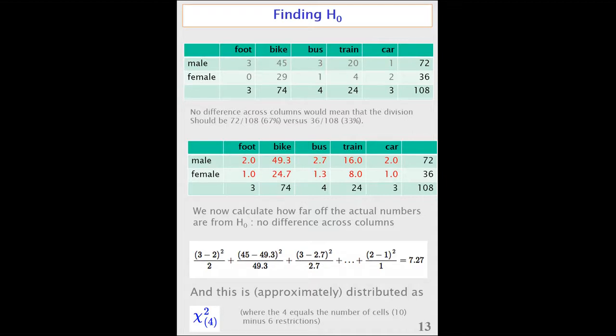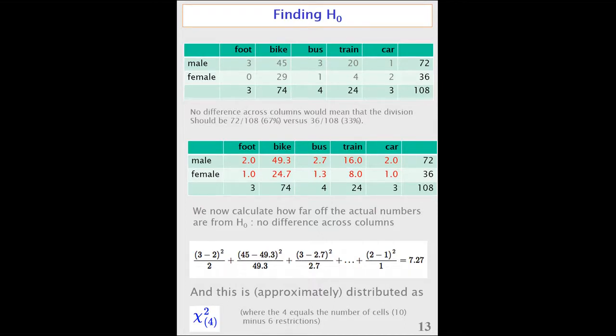I square this difference, and I take into account that I had 2 here as a measure for comparison. It would make a large difference if I had 100 here and I'm missing only 1, versus I had 2 here and I'm missing only 1. So I take that into account. I do the same thing for each and every one of these cell counts. 45 there, 49.3. I subtract the 2, I square it, and I divide by the 49.3 as a reference point, so to speak. I do that all the way through to 3 minus 2.7.